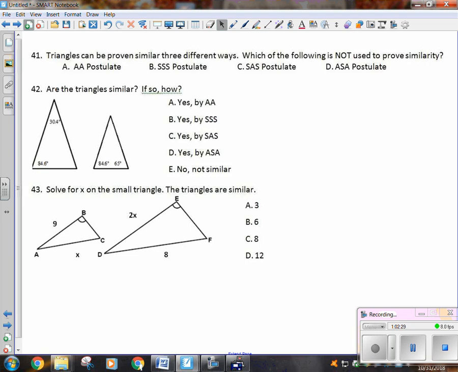That's side, angle, side. Sides are proportional. Angle is the same. We did not have angle, side, angle when it came to similar. So D is the answer. We did not have an angle, side, angle, not for similarity. We did have that when it came to being congruent, but this question was about similarity.